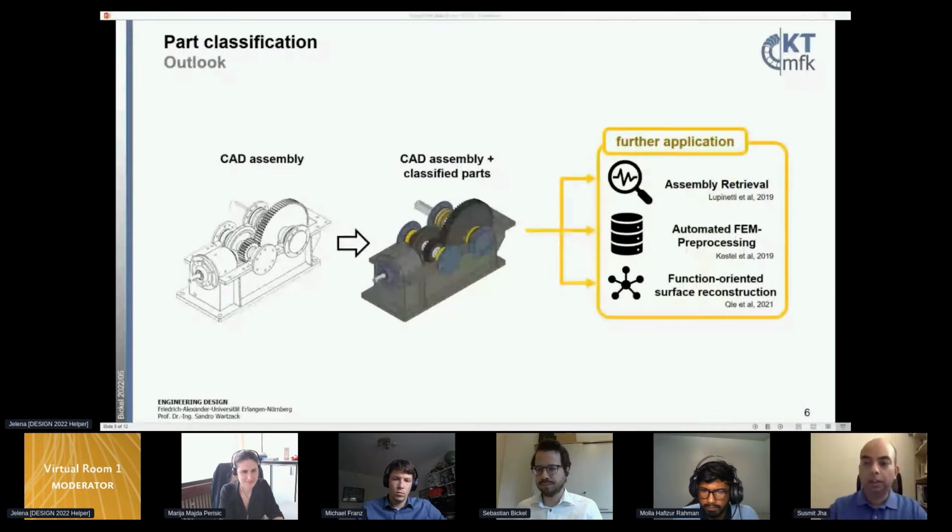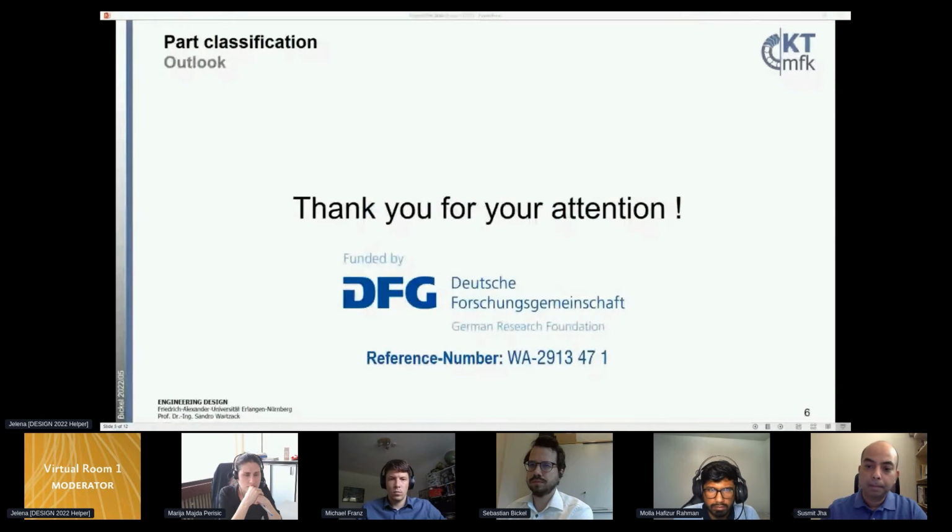Furthermore, an automated FEM preprocessing would be possible by combining the part labels with the derived knowledge database from simulation guidelines. Another idea is to use the component class for a function-oriented surface reconstruction, which should result in a better quality of 3D scans. Now, thank you for your attention, and I'm looking forward to the following discussion session. Thanks.